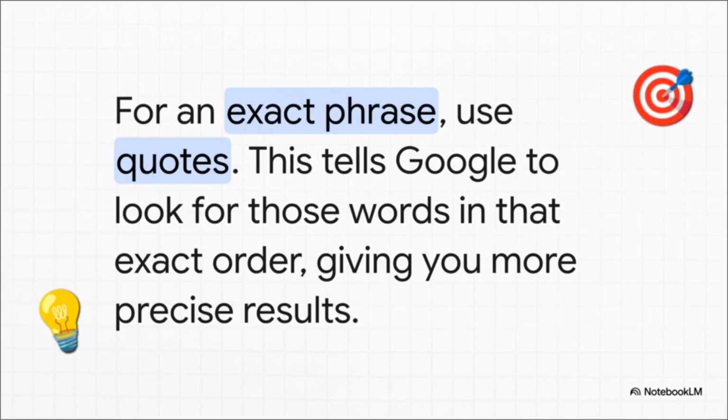Pretty cool, right? Now, here is your first pro tip, and trust me, this one's a game changer. If you're looking for a specific phrase, something with more than one word, put it in quotation marks. This tells Google, hey, I need you to look for these words in this exact order. It's the difference between getting a ton of vague results and getting exactly what you're looking for.